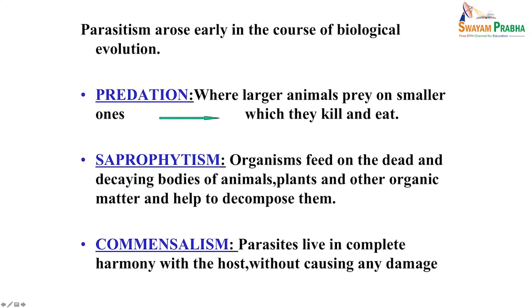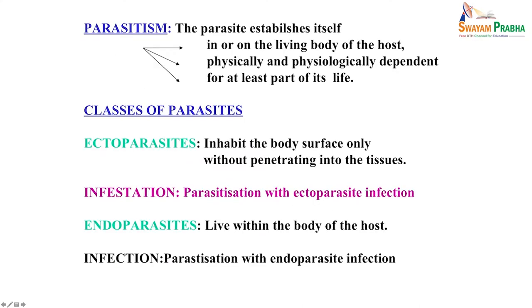Then commensalism is another way in which organisms learn to live with each other. That is, there are many which live in complete harmony with the host without causing any damage. And this is what is seen in nature. Maybe it is God's gift, but that is how it is. Now, parasitism basically means that the parasite establishes itself in or on the living body of the host, either physically or physiologically dependent, at least for part of its life or maybe for its full life.